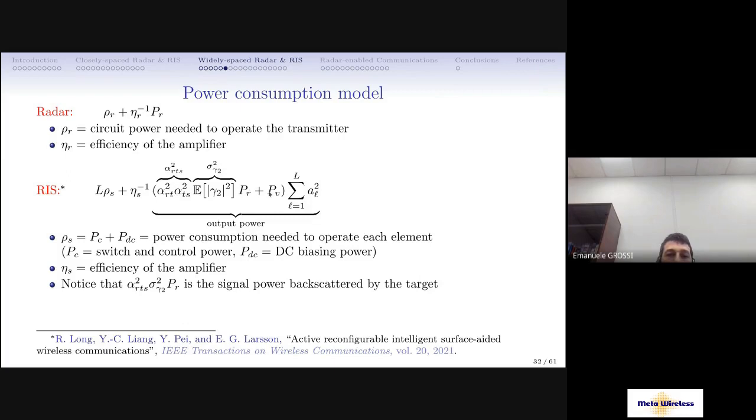And also you have the additional noise, the dynamic noise generated by each element of the RIS. Of course, all this noise is amplified by each element of the RIS. For future reference, we denote this quantity here as the overall attenuation from the radar to the target to the surface.